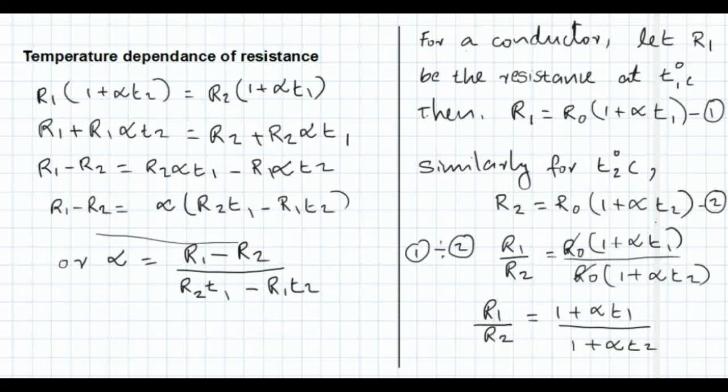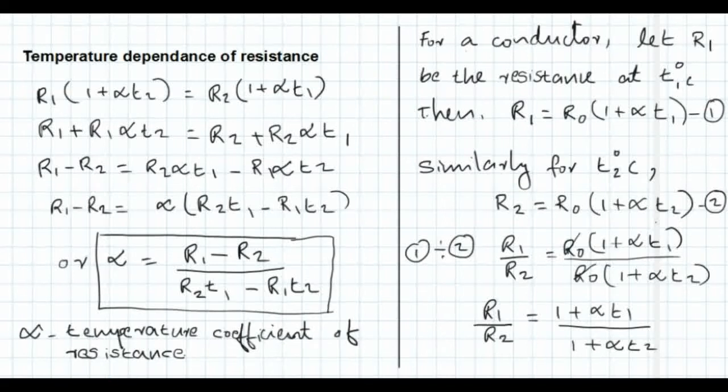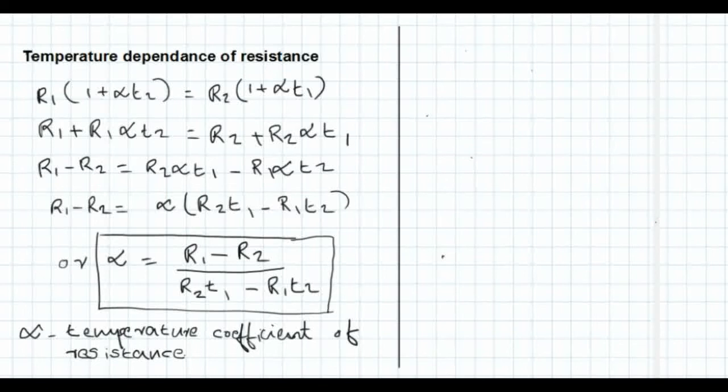So this is the expression for alpha. And what is alpha? Alpha has a special name. Alpha is called the temperature coefficient of resistance. This temperature coefficient of resistance of a material can be positive or negative. So the value of alpha will depend on whether the resistance is increasing or decreasing with the temperature. That is the importance of alpha.